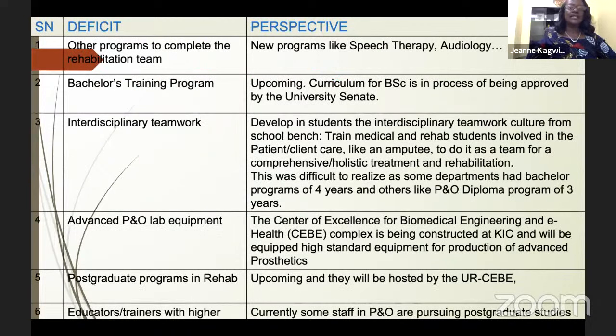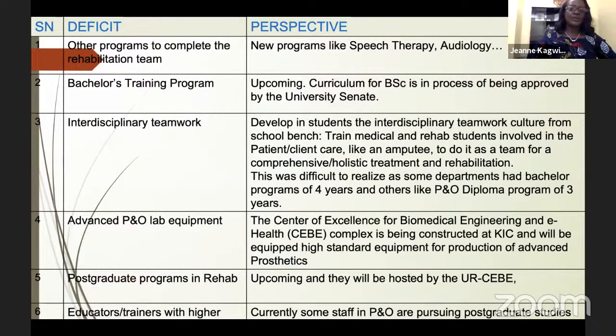Now, as I said, we still have shortfalls. We would like to have more programs in rehabilitation, because we believe in developing within rehabilitation first, then with other professions. So we have developed a curriculum on speech therapy and audiology, but we have not implemented it. We look at it as a shortfall. We are developing a bachelor degree program in prosthetics and orthotics, but it has to be approved first in different organs, then it's going to be implemented maybe next year.